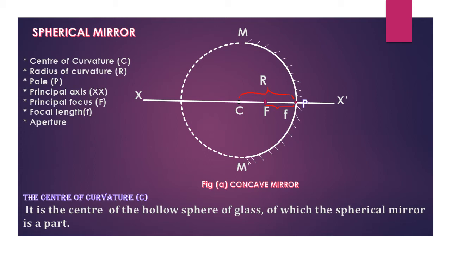Principal axis. Principal axis is a straight line passing through the center of curvature and the pole of a spherical mirror. You can see here the straight line, and you can see that the center of curvature and the pole are both lying on the principal axis. Now we have to define principal focus, focal length, and aperture, and that we will define in the coming slides.